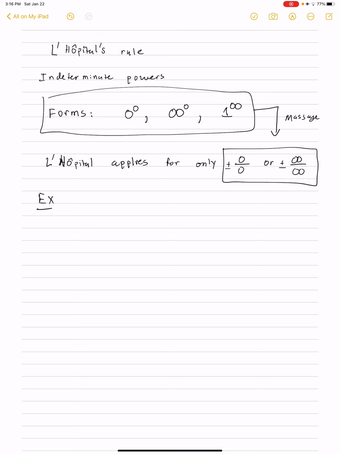Your example is to compute this limit as x goes to infinity of x to the 8 over x power. Okay, so the first thing that you always do is ask what form it is. So what form are we dealing with? Well, x limits to infinity. The exponent limits to 0, 8 over x. So that's infinity to the 0th power. It's an indeterminate power.